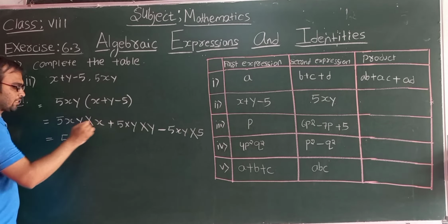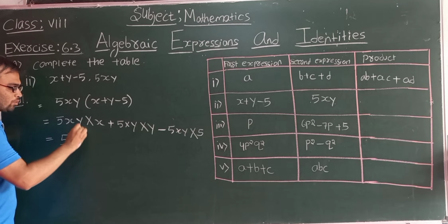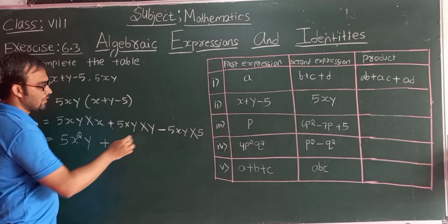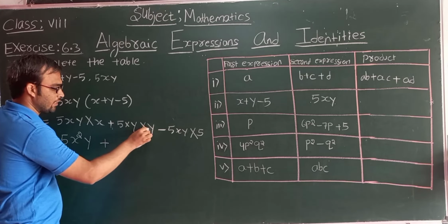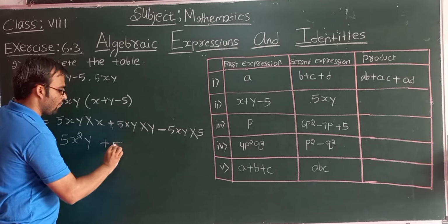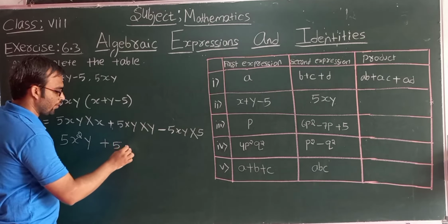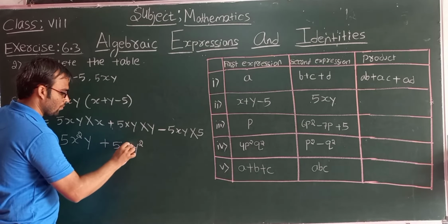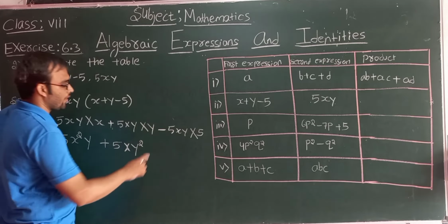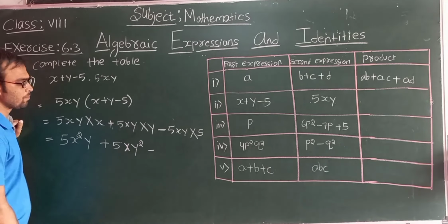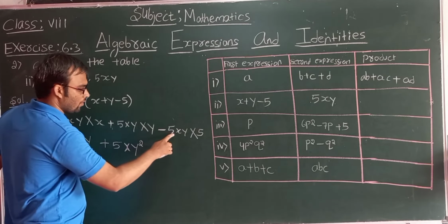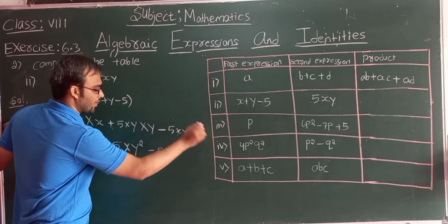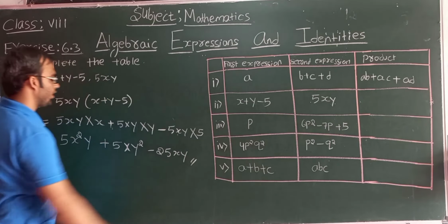Here nothing is there, means 1 will be there, so 5 ones are 5. So here x is there. X into x is what? X square. So here there is no y, so write y. Okay, so here plus is there, so write plus. Here nothing is there, means 1 will be there, so 5 ones are 5. Here x is there, so here there is no x, so write x. Y into y is what? Y square. Okay, so y into y is what? Y square. Here minus is there, so write minus. Now 5 5s are 25, and here xy is there, so here there is no xy. Okay, so write xy.